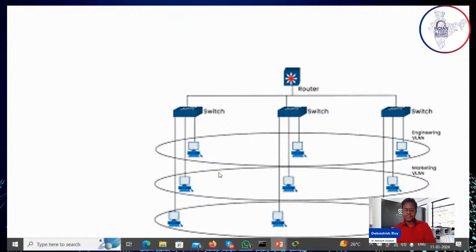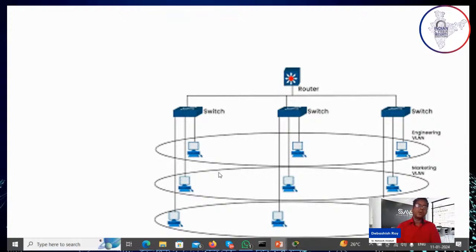You are directly assigning the PCs to subnets. You are directly assigning PCs to VLANs, and it is manually configured. So we all know how to assign IP addresses to the PCs. So we assign an IP address, and that IP address belongs to a particular VLAN.